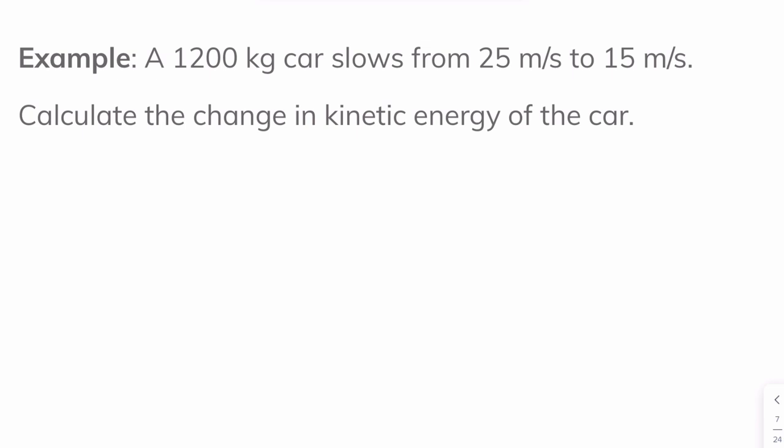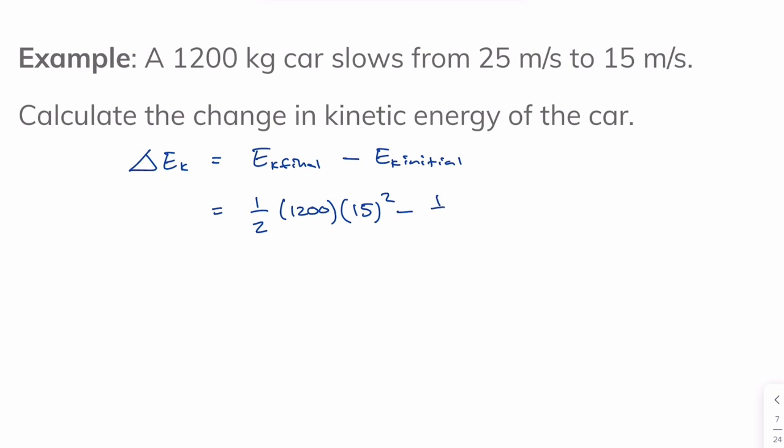A 1,200 kilo car slows from 25 meters per second to 15 meters per second. Calculate the change in kinetic energy. Whenever you calculate the change of something, the change in kinetic energy is going to be the kinetic energy final minus the kinetic energy initial. So in this case, it's going to be 1/2 times 1,200 times 15 squared minus 1/2 times 1,200 times 25 squared.